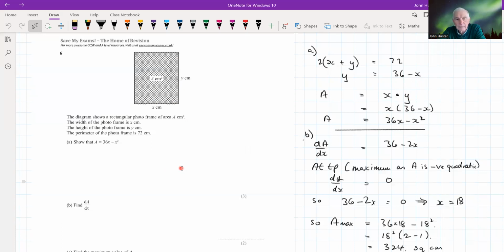Right, now it goes on to say find dA/dx. This is the rate of change of the area with respect to X. If we draw the graph of A against X, it is actually the gradient. It does vary with X, so it itself is a function of X. If we differentiate A with respect to X, using the power rule, that's going to give us dA/dx equals 36 minus 2X.